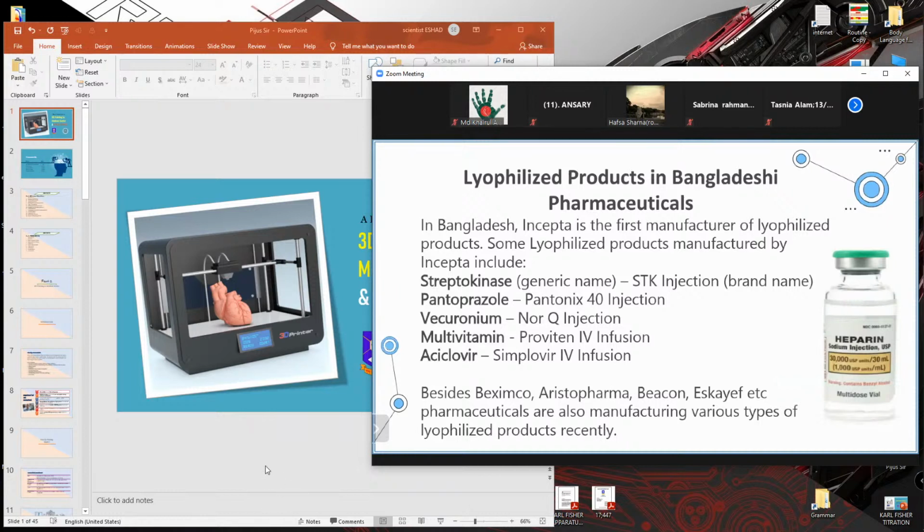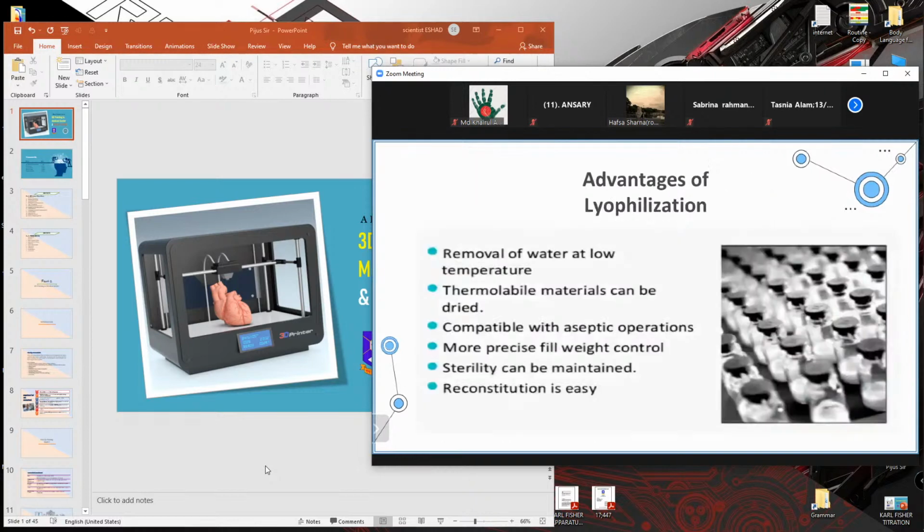Now I want to talk about lyophilized products in the pharmaceuticals of Bangladesh. In Bangladesh, Incepta is the first manufacturer of lyophilized products. Some lyophilized products manufactured by Incepta include streptokinase, pantoprazole, vecuronium, multivitamin, and acyclovir. Besides Incepta, companies like Beximco, Aristopharma, Beacon, Eskayef, etc. are also manufacturing various types of lyophilized products recently. Next slide, please.